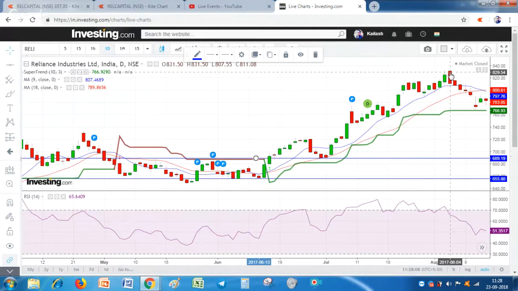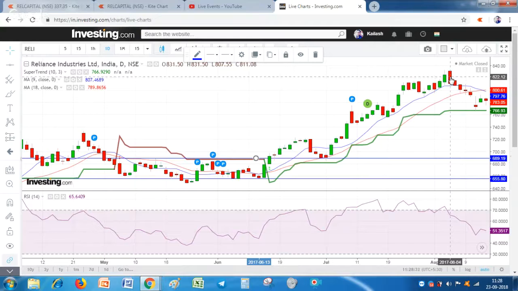It started moving upward. It made up to 830. So we could say somewhere from the 700 level it went up to 830. So it has given us approximately 140 points movement upside, friends, on a positional basis.